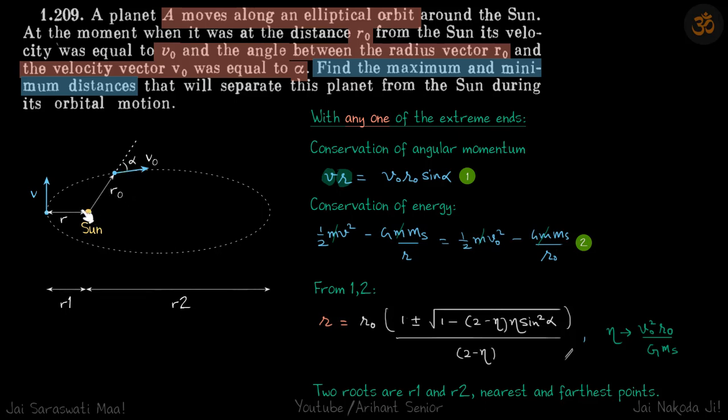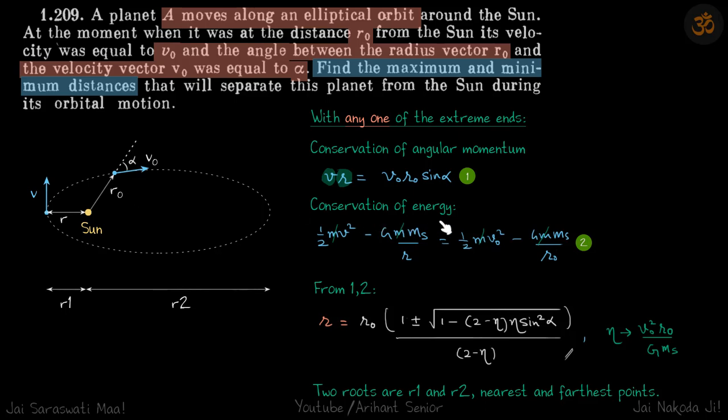So we'll conserve energy and angular momentum at both these two points. Why are we considering this point? Because here we will get the term of r which we need. At this point angular momentum will be mvr, and at this point it will be mv sine alpha into r naught. M will get cancelled and vr will be v naught r naught sine alpha. That is our first equation.